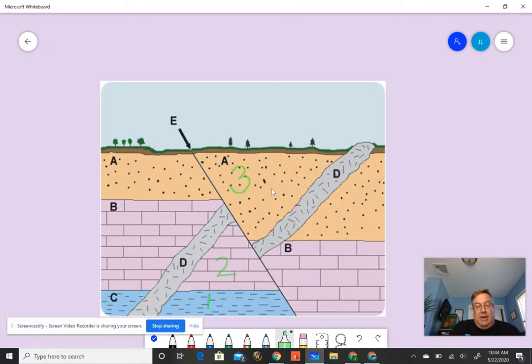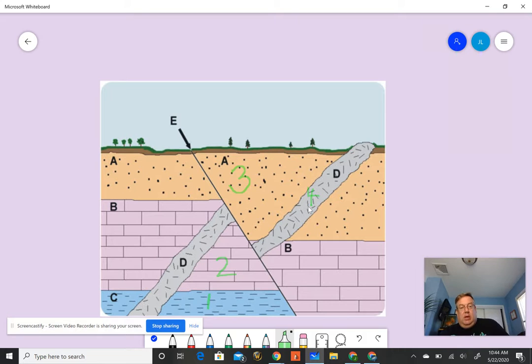All right. Then my next is, did the intrusion happen or did the fault happen? Well, the intrusion is cut in half, right? And it's slid apart. Well, can I cut something in half before it actually happened? No, it had to be there first. So my intrusion is number 4.